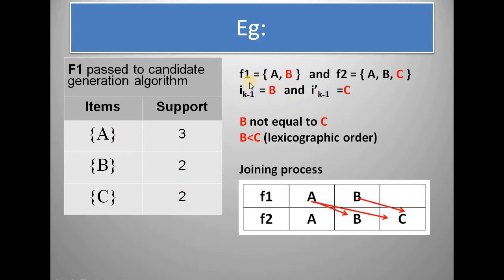Now from Fk minus 1 we have generated two frequent sets, f1 and f2. So f1 is ab, f2 is ac, where b should not be equal to c. ik minus 1 is b, i dash k minus 1 is c. b is not equal to c, b is less than c. These are the two conditions which have to be satisfied. Now how to do the join? f1 is ab, f2 is ac. Always join the element with the higher element. So a will be combined with b to give ab, ac, and b will be combined with c to give bc.